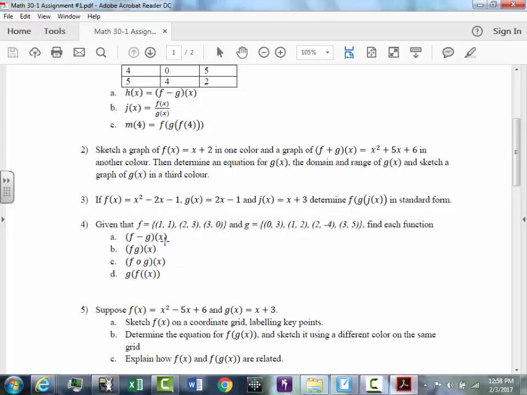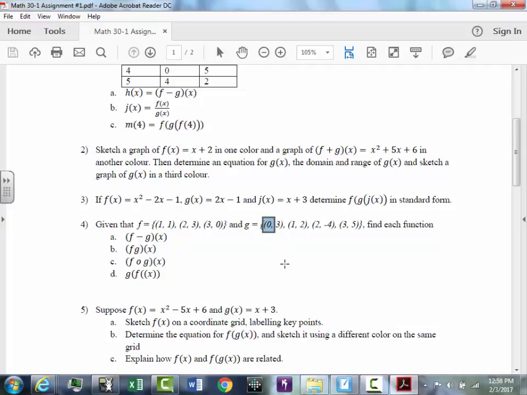If I did F minus G of X, this means subtract them, right? But you have to subtract the Y values, not the X values. So find a consistent Y value. See how there's a 1 right here for X and a 1 right here for X? I can subtract their Y values. So this 1 and this 1, I could then subtract the Y values and make it 1 minus 2 for negative 1.